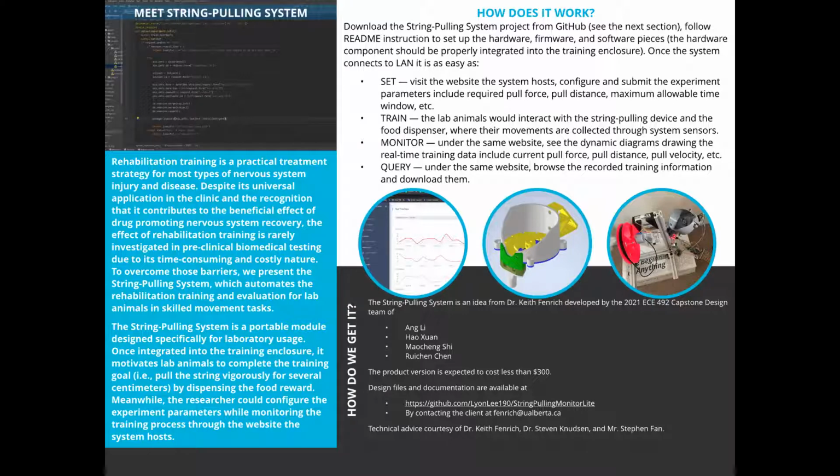The string pooling system is a portable module designed specifically for laboratory usage. Once integrated into the training enclosure, it motivates lab animals to complete the training goal. That is, if the target pulls the string vigorously for several centimeters, a food reward would be automatically dispensed. Meanwhile, the researcher could configure the experiment parameters while monitoring the entire process through the web page the system hosts.